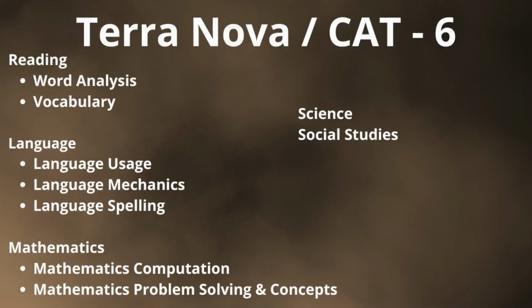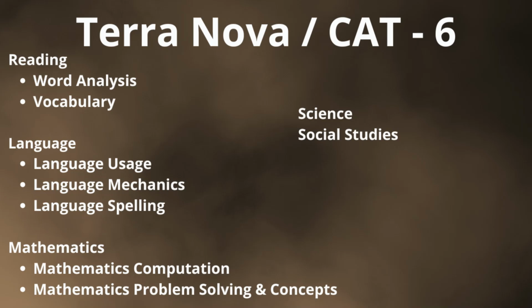So the topics that the Terra Nova Cat 6 covers is going to be reading. That's word analysis, vocabulary, then you've got language. You've got language usage, language mechanics, spelling. Then mathematics, you've got the math computation again. That's one that I mentioned before about Cat 5, where it is timed and it's all about how quick and how accurate you are on answering those questions. And then the problem solving and concepts. Now, there's science and also social studies.